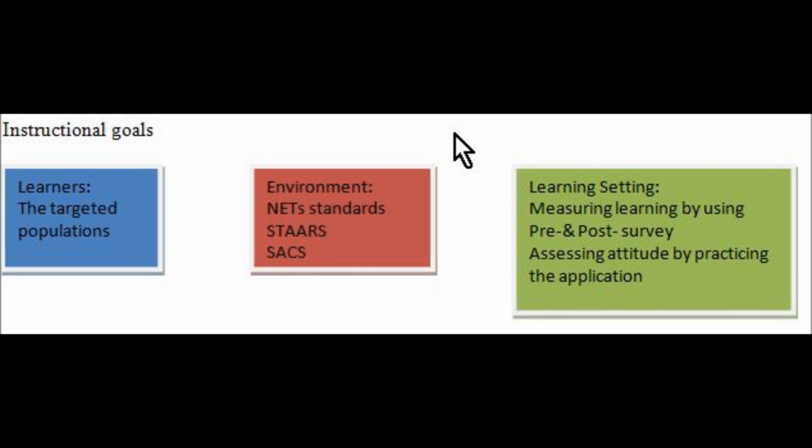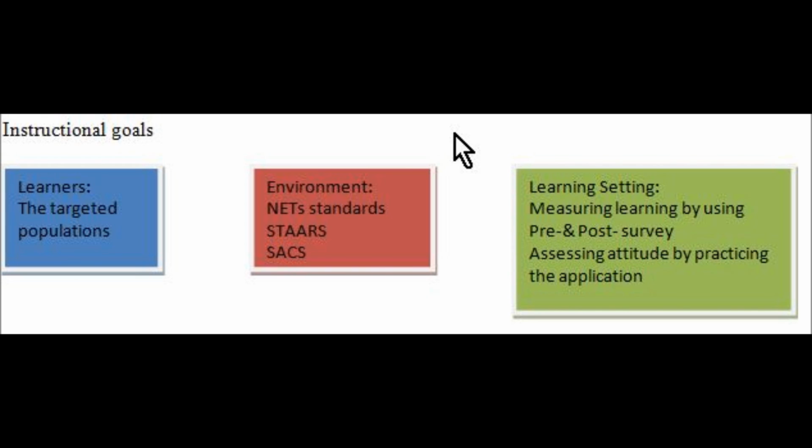If the previous questions can be answered with positive input, then your team will start to work on the instructional goals. You must create 3 instructional goals, and each goal should be 1 complete sentence with 3 elements. These 3 elements include the learners, the environment, and the learning setting. The learners, in the blue blocks, include the targeted populations, such as 3rd graders, high school students, teachers or staff. We need to specify who the learners will be.